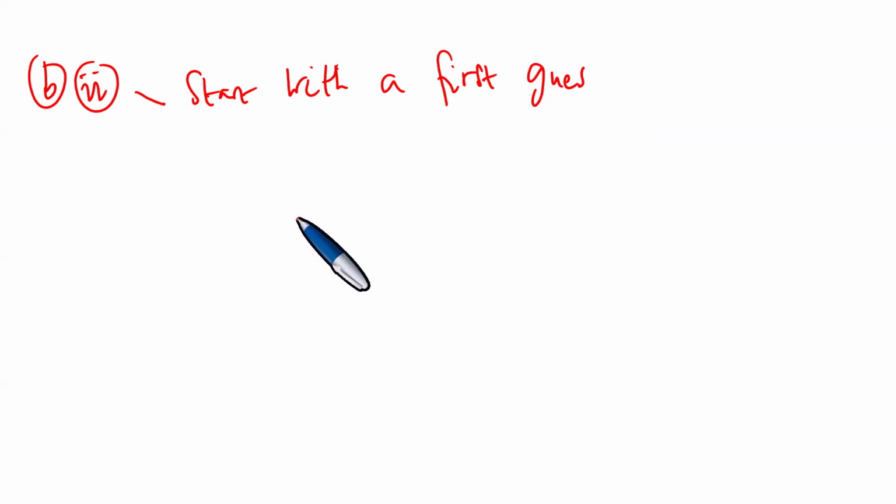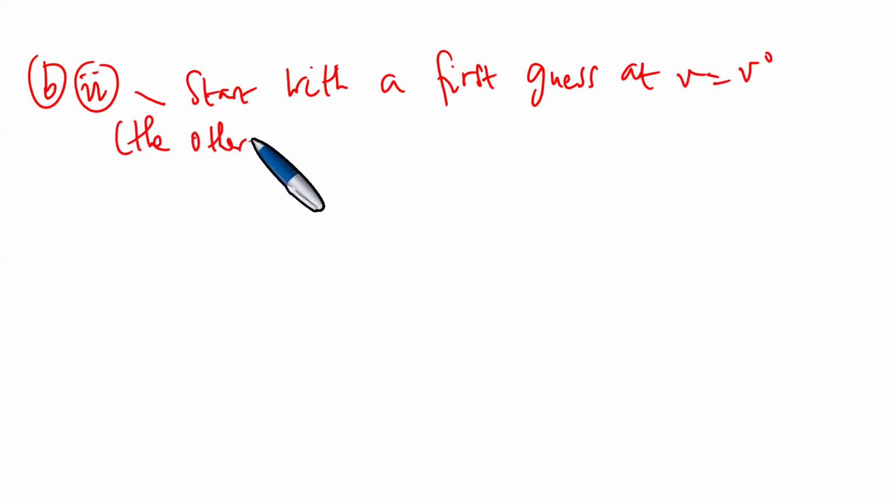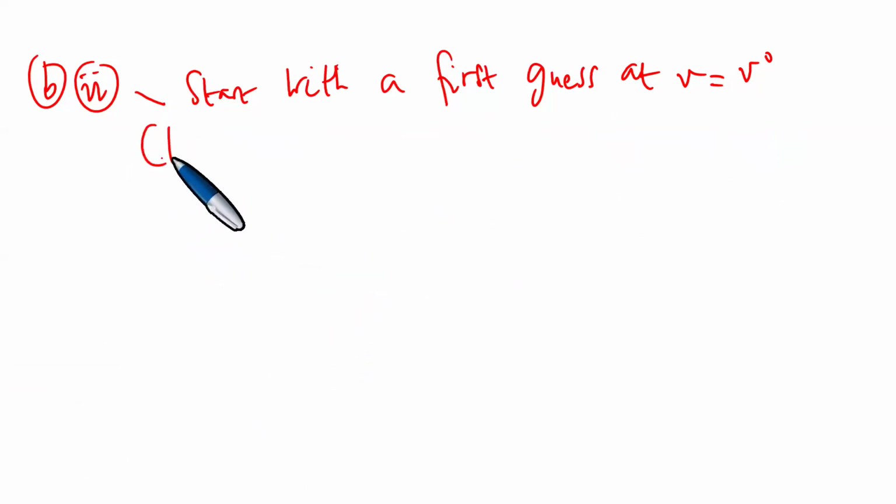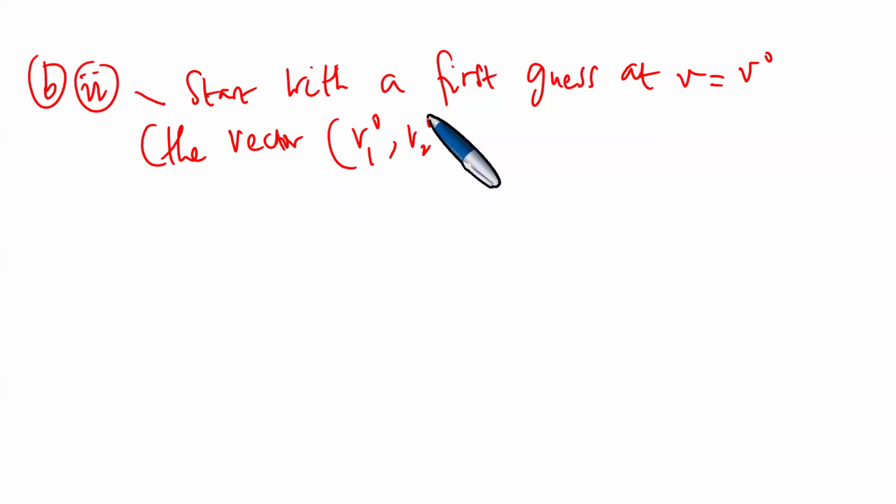So what you need to do is to start with the first guess, V0. This V is called V to the power 0. We're discussing how we explain because it's very long. It's big matrices we're dealing with. Start with the first guess, we call it V to the power 0, the vector V10, V20, V30, V40, like that.